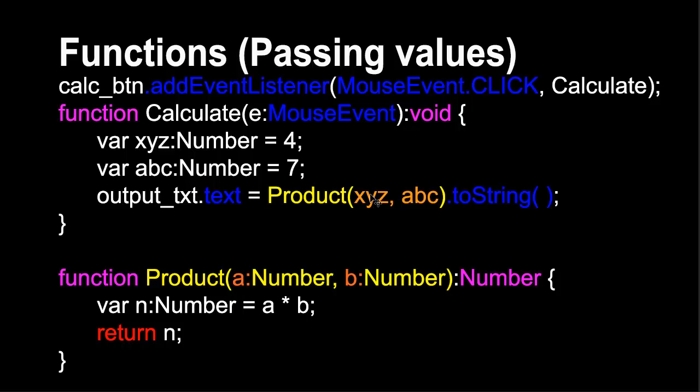So the key here is my arguments and my parameters must be separated by commas. The data types must match, and the number of arguments and parameters must match. And I must return a value that is consistent with the data type that is specified at the end of my function declaration. Let's use this in a project.